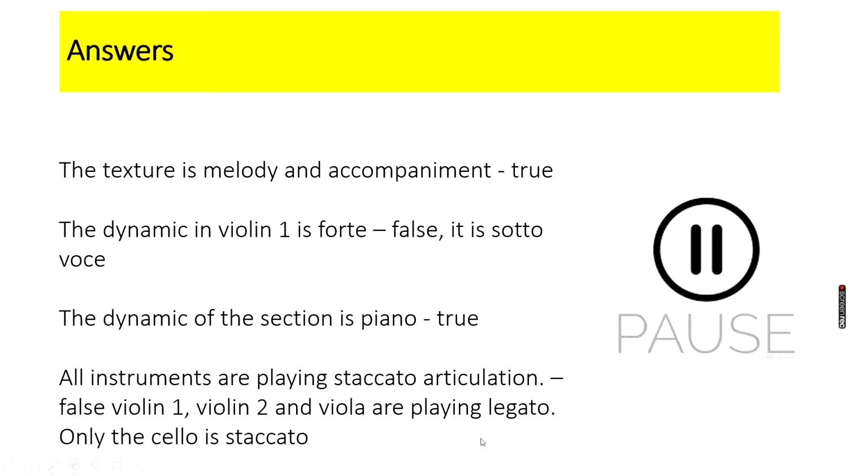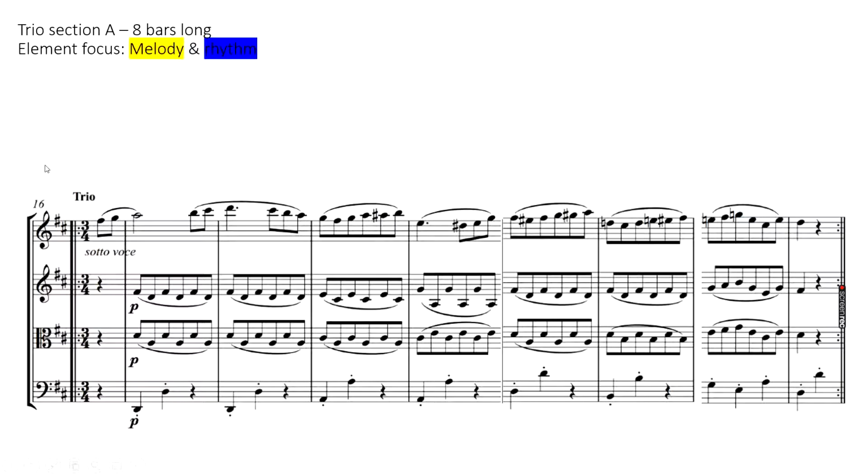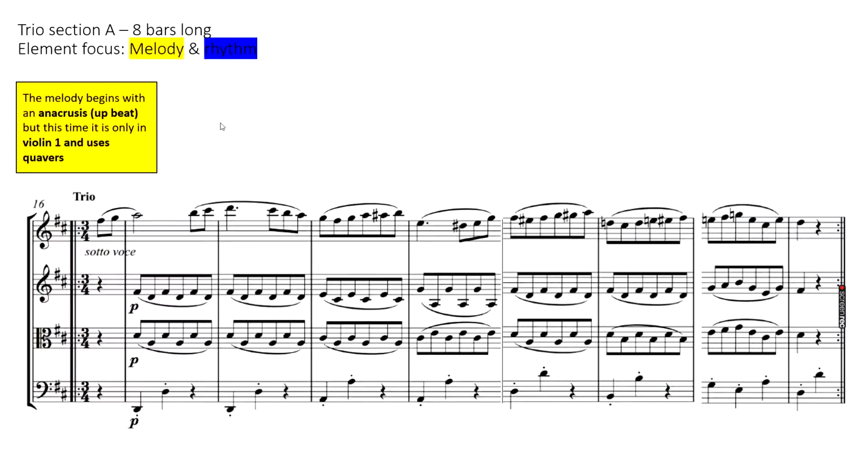Let's move on. So we're still on section A of the trio, and we're now looking at melody and rhythm. I would recommend that you use different colours. I'm just using yellow and blue because they're the only colours that I've really got. So, in terms of the melody, it begins with an anacrusis. It begins with an upbeat. But this time it's only in violin 1, and he's using quavers.